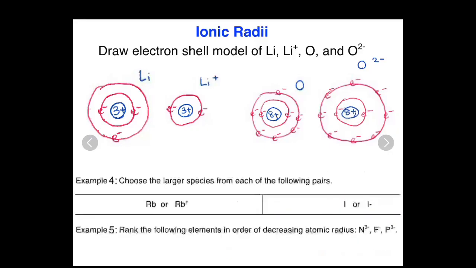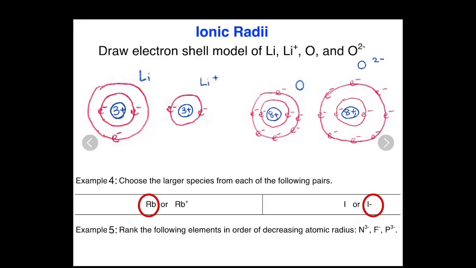Okay, so now let's take a look at examples 4 and 5. Between rubidium and rubidium plus 1, which one would be larger? Of course, in this case, rubidium would be larger because you did not get rid of one of the energy shells, right? So if you draw the picture of it. And between iodine and iodine minus, iodine minus would be bigger because you are increasing electron repulsion.